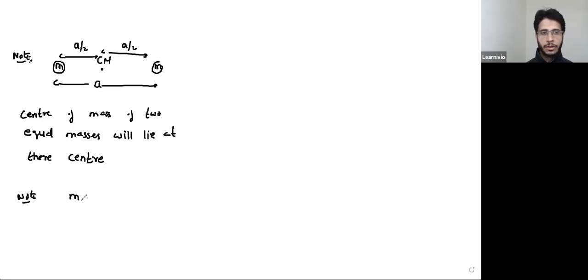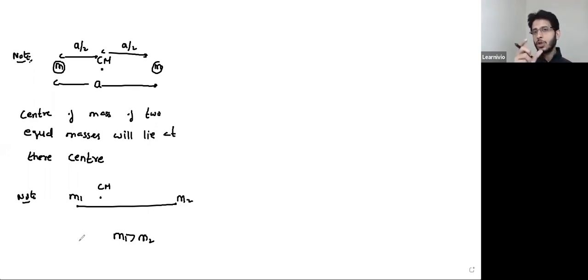But if masses are not equal, this is M1, this is M2. If I say that M1 is greater than M2, then the center of mass will lie near the heavier mass. This you can easily calculate by considering one of them at the origin. But these are conceptual questions. You can remember these things directly: the center of mass of a system having two unequal masses will lie near the heavier mass.